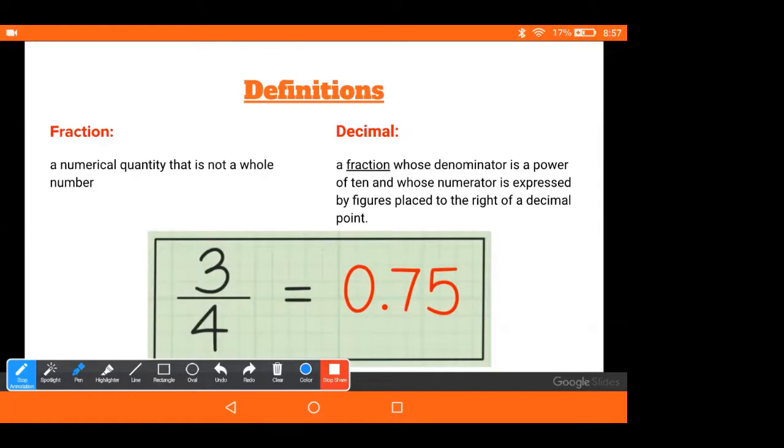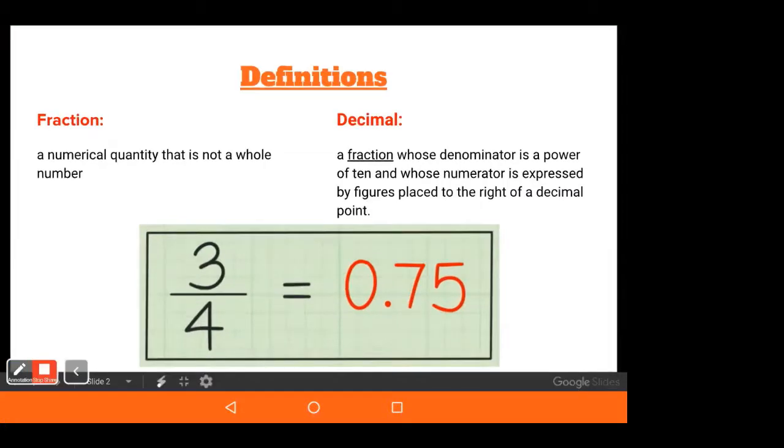A decimal is a fraction. I loved how they used the word fraction in the definition, whose denominator is a power of 10 and whose numerator is expressed by figures placed to the right of the decimal point. So these two are actually equal, and we're going to talk about that in a second. So decimals and fractions are related to each other. There are different ways to write them, and they can mean the same exact thing here.